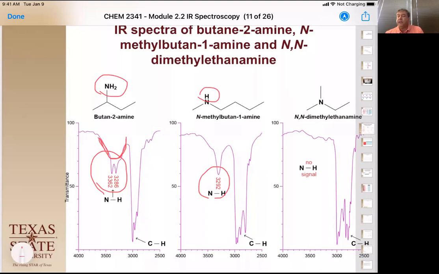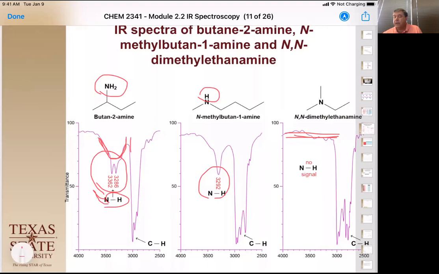So that's telling us that these 2 hydrogens that are on here are probably not exactly identical, or they have a different vibrational mode. Okay. Once you take that hydrogen off, this peak goes away. So now you can identify your primary amine, your secondary amine, and your tertiary amine just by looking at the 3,000 range.